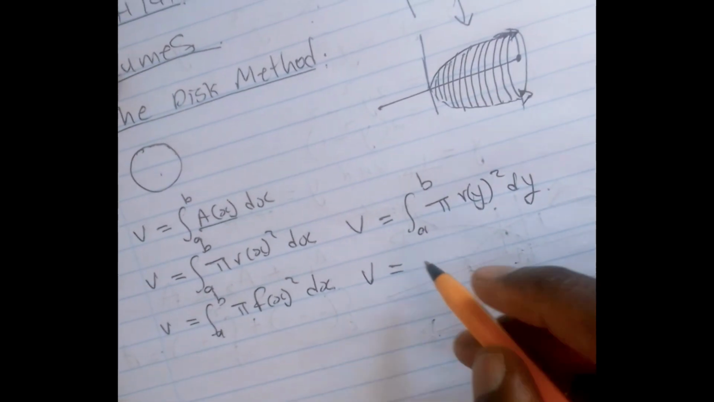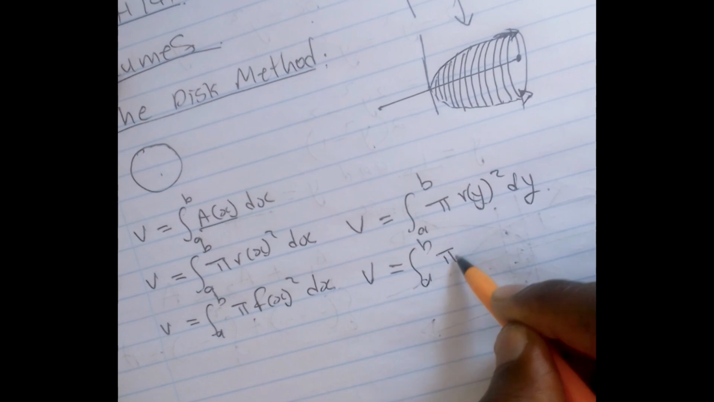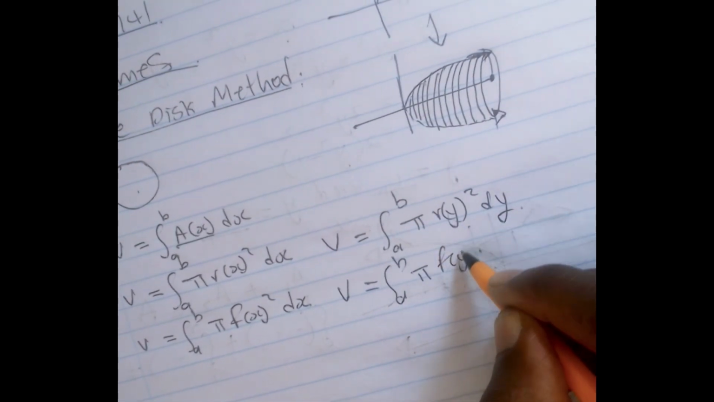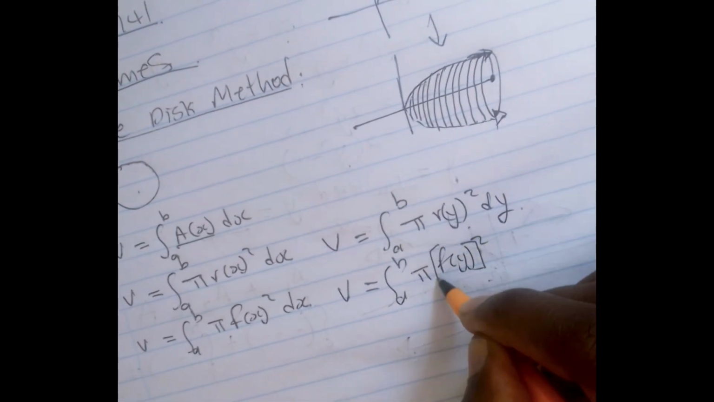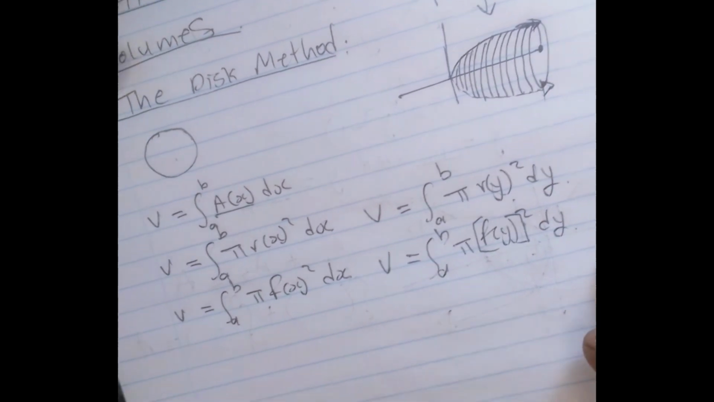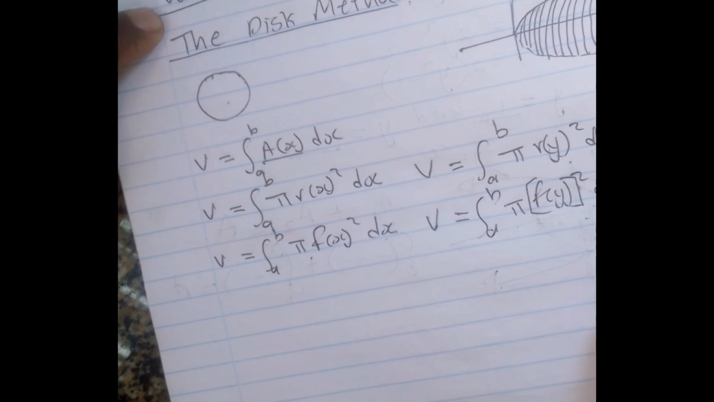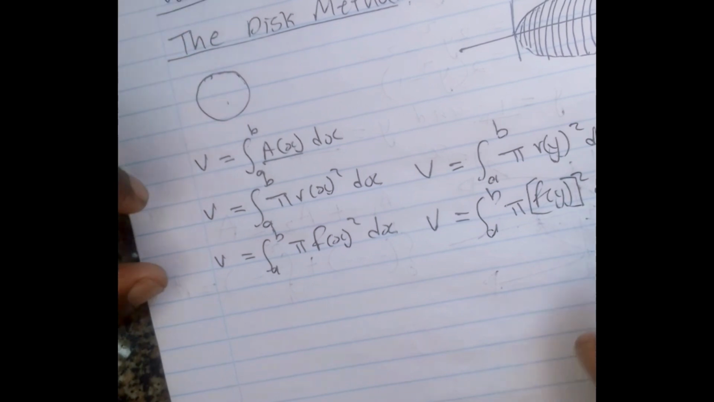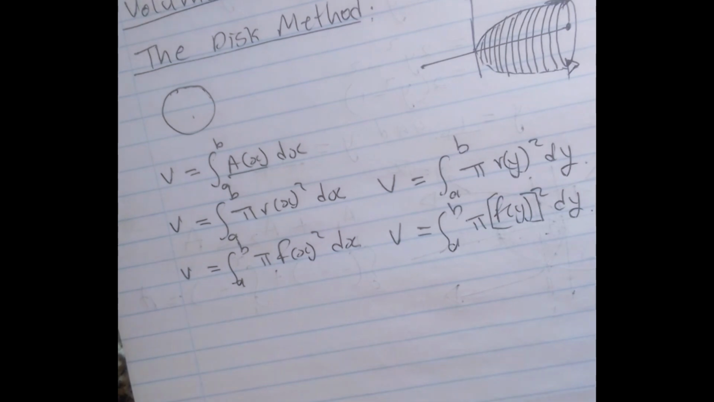So let's put the same thing: from a to b of pi f at y squared dy. This is what you're going to have. That is the volume. When you want to find the volume, you use these equations, and then let's look at the examples real quick.